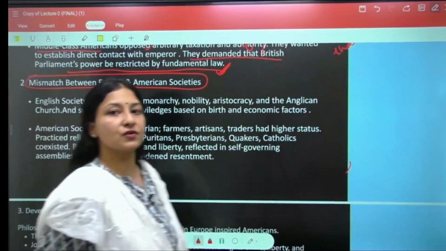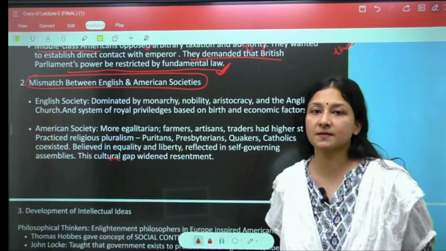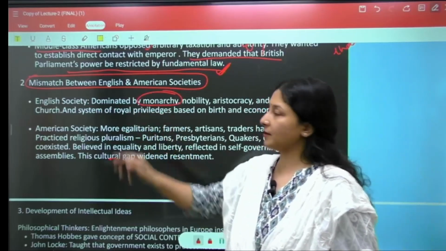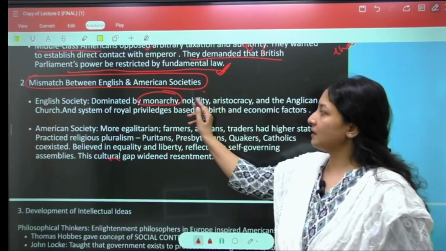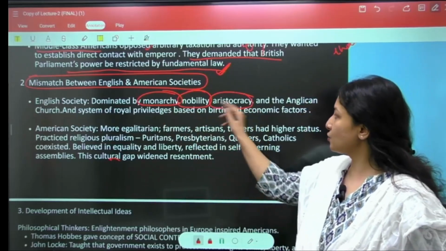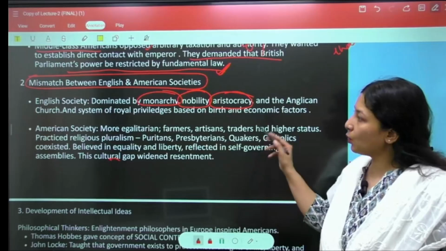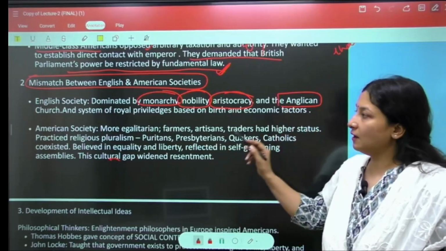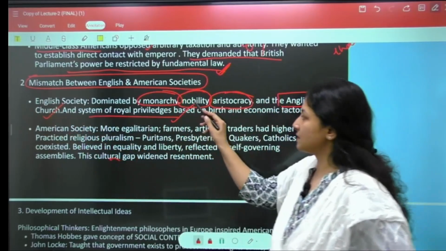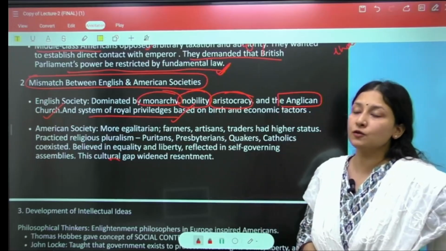Now, English societies, we have seen that they were dominated by, there was Queen Elizabeth, okay? They were dominated by the monarchical form of government. We will see in the Industrial Revolution that there was a lot of nobility, aristocracy, right? The rich merchants were driving their culture, and also they had faith in the Anglican church. Okay, there was a system of royal privileges based on birth. It said that you're born with a silver spoon.